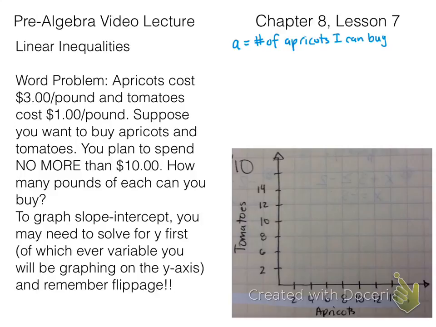All right, so apricots cost $3 per pound and tomatoes cost $1 per pound. Suppose you want to buy apricots and tomatoes. You plan to spend no more than $10. How many pounds of each can you buy?